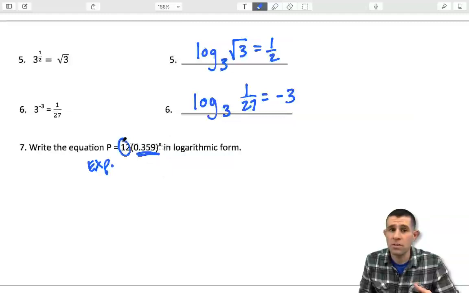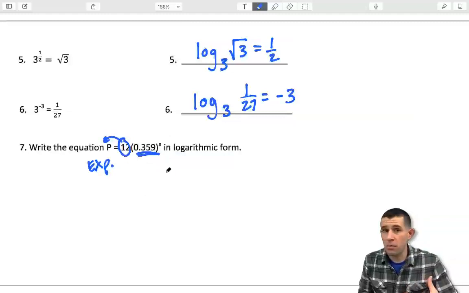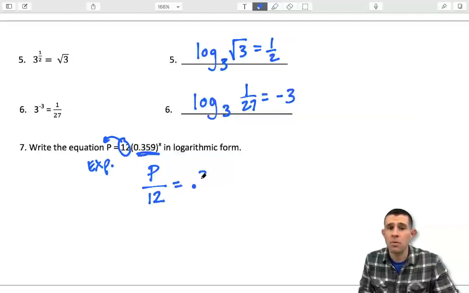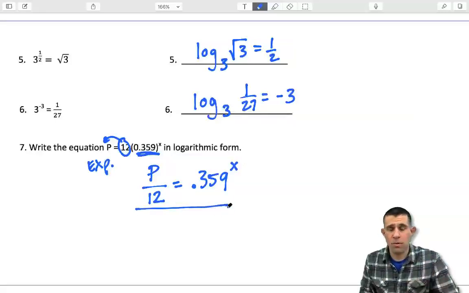So I first need to move my 12 over to the other side. And the way I'm going to do that is the inverse operation of multiplication, because 12 is attached to my base by multiplication. So I need to divide both sides by 12. So I get p divided by 12 is equal to 0.359 to the x. Now, this is in my pure exponential form.